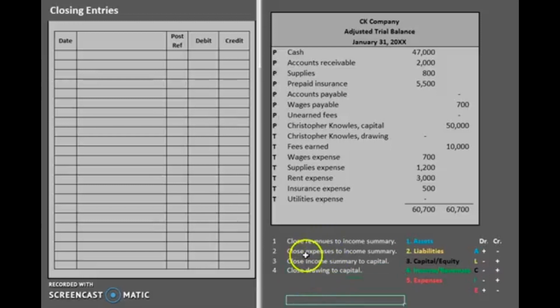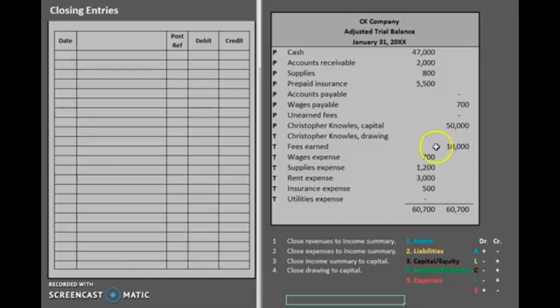So let's go through each of these individually. Your first one is to close revenues to income summary. So let's find that one revenue account we have here, fees earned. Now notice that fees earned currently has a balance of 10,000 credit. Well, how are we going to decrease that to a balance of 0? How do we close that out?